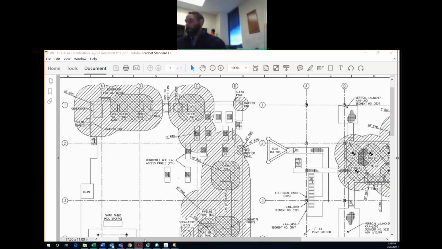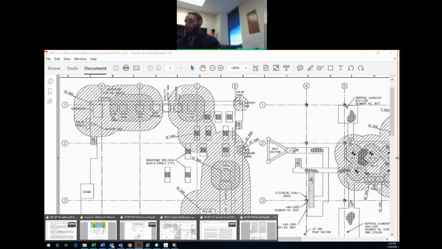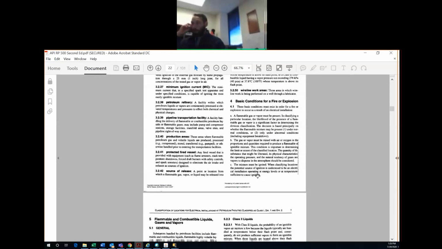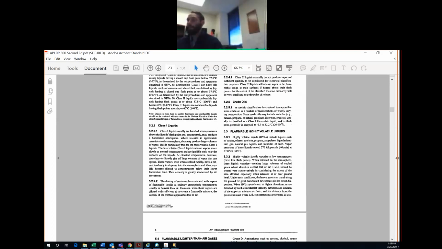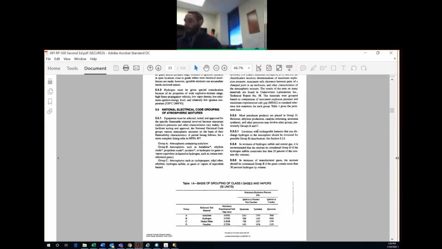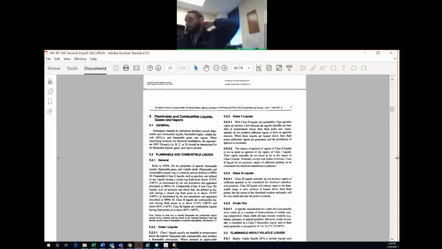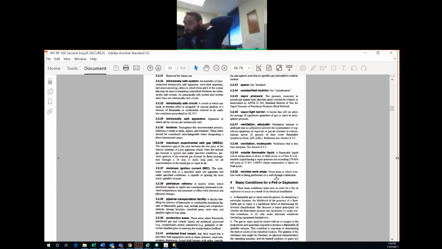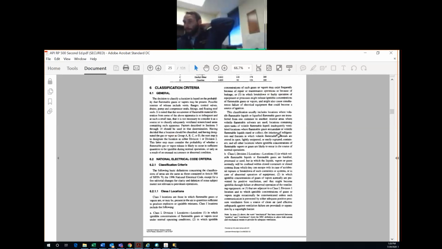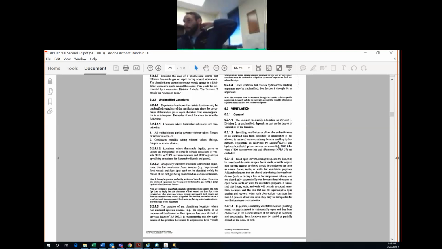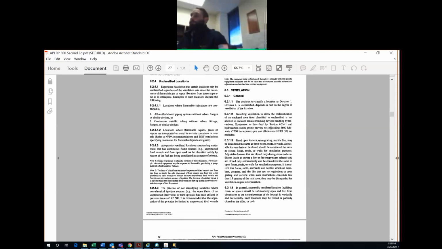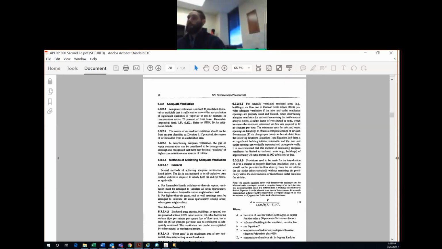Okay, so the next thing I want to talk about is the term adequate ventilation. I think we all kind of have an idea of what adequate ventilation means, but API 500 is extremely specific when they talk about adequate ventilation. Let me just get there in the text. Okay, so they give a very specific definition of what it means to have ventilation in general, and then they give a more specific definition of what it means to have adequate ventilation.